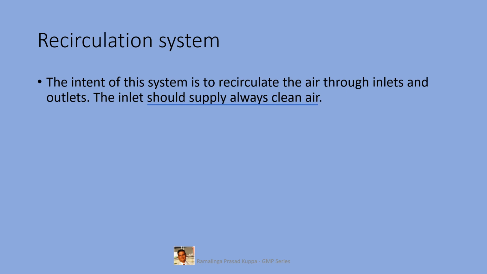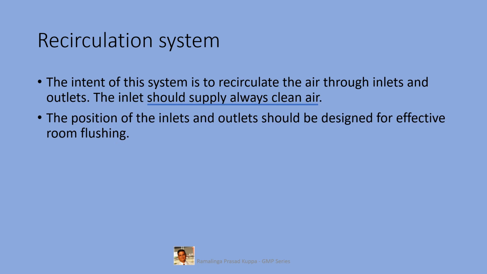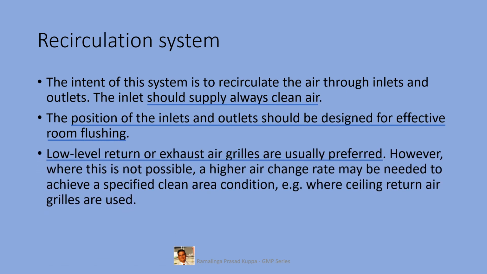Return air ducting may also be fitted with an appropriate filter to avoid excessive load on the HEPA filter in the air handling unit, AHU. This should be a part of the risk assessment report. The position of inlets and outlets should be designed for effective room flushing. Low level return or exhaust air grills are usually preferred.